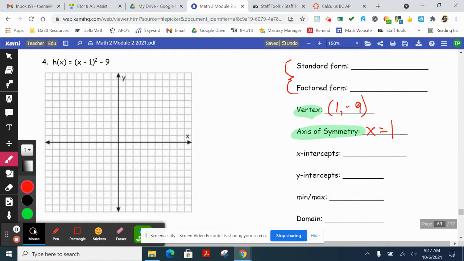All right. We can also plot that on our graph. So go to 1, -9. 2, 3. Plot that point. And then from there, now we need the other stuff.